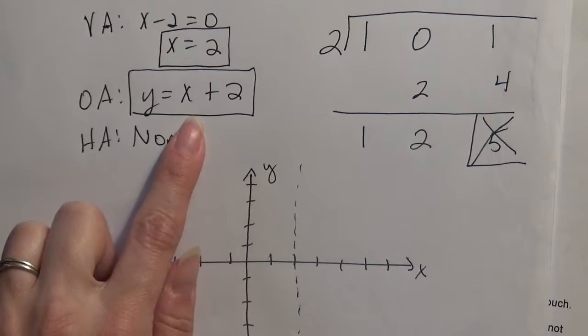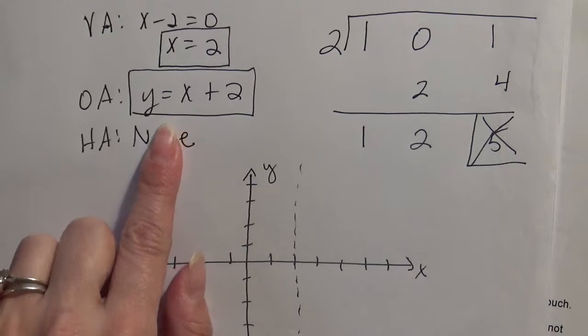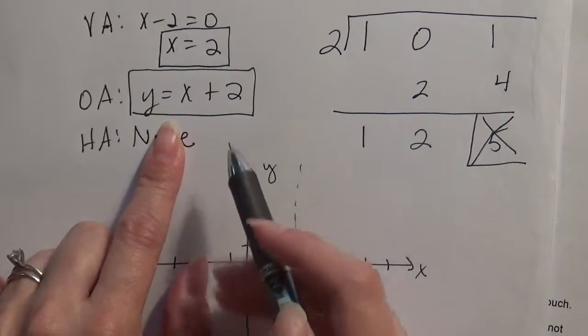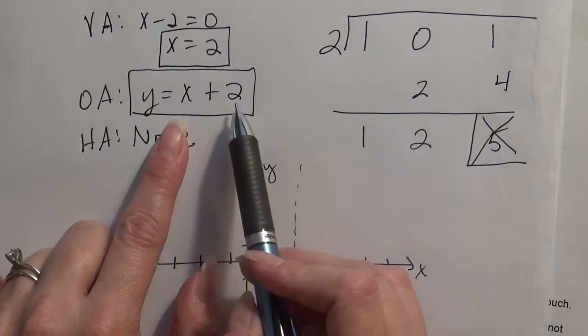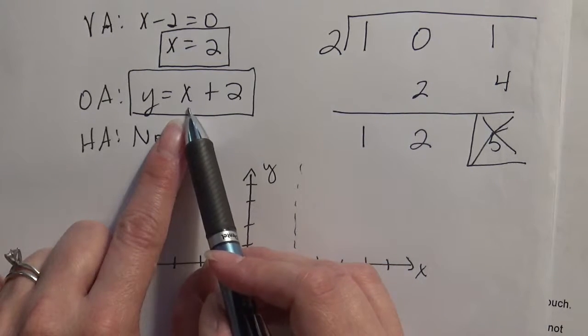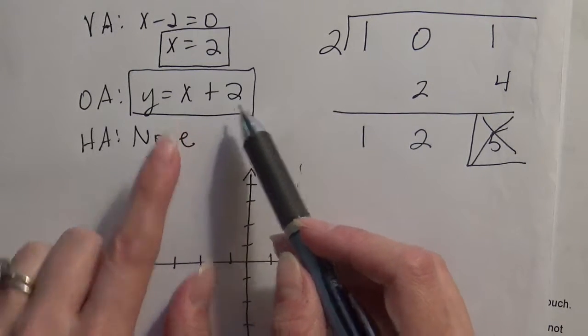How do we graph that? What's the easiest way to do it? Hopefully you remember from Algebra 1, this means that your y-intercept is 2 and your slope is 1. So find your y-intercept at 2.